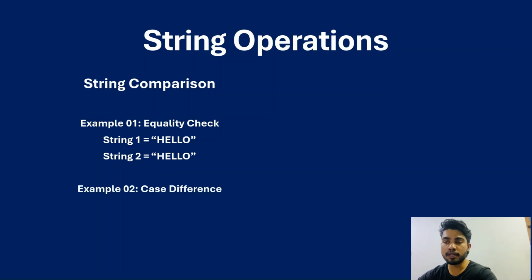The second example is case difference. In this example, I'll take two different strings. Even though they look similar, they are not the same because uppercase and lowercase letters are different. So these strings do not match each other. String comparison is commonly used in logging systems, form validation, and searching and sorting text data.